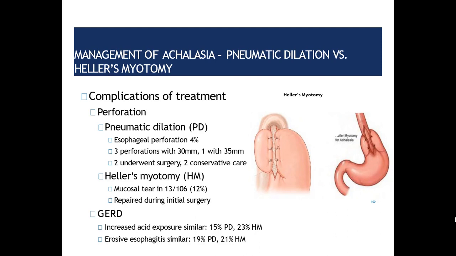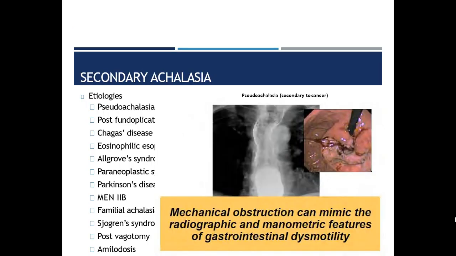Complications: perforation. With pneumatic dilatation, esophageal perforation 4%, 3 perforations with 30 millimeter or 1 with 35 millimeter; 2 underwent surgery. This is actually the study which is showing the rate of complications related with Heller's myotomy and with pneumatic dilatation. So in Heller's myotomy, mucosal tear in 13 out of 106 cases. GERD, increased acid exposure, similar: 15% in pneumatic dilatation and 19% and 23% in Heller's myotomy.